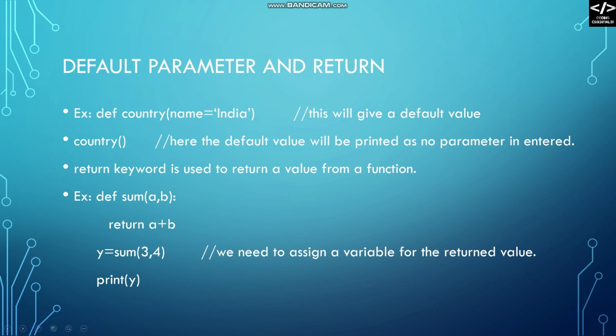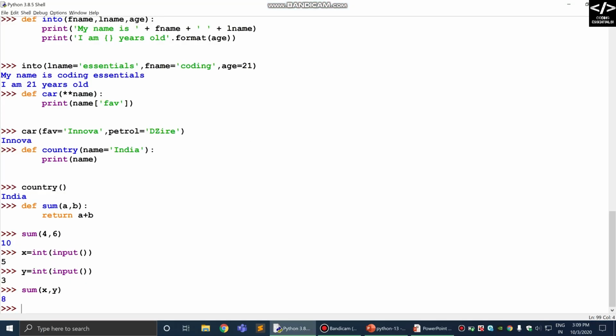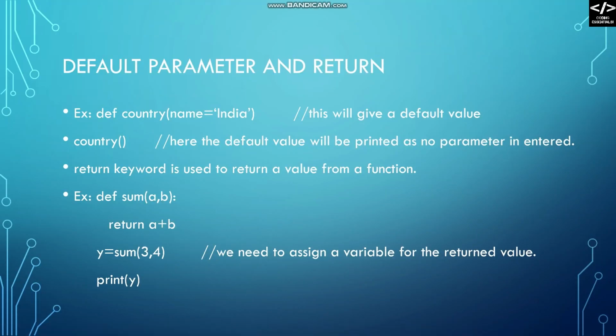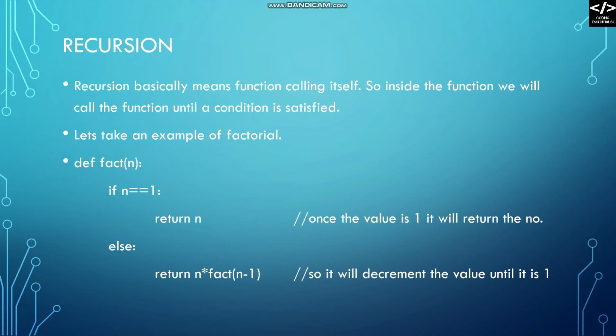Also, if you are using the script mode, we need to assign a variable for the returned value. Otherwise, it will show an error, because there should be something in which you put the value of the return from the function. So better you assign a value like z is equals to sum of x comma y. So now print z is 8. So moving on to recursion. Okay, this is important. Recursion basically means a function calling itself.